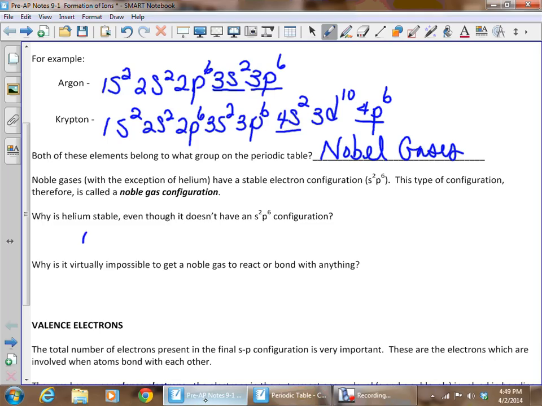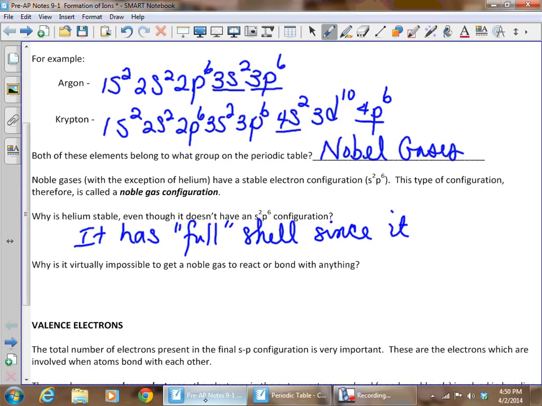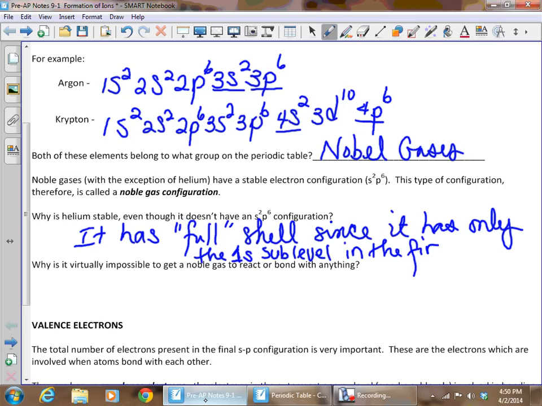So it has a full shell, as we just said, since it has only the 1s sublevel in the first energy level. It is full already.